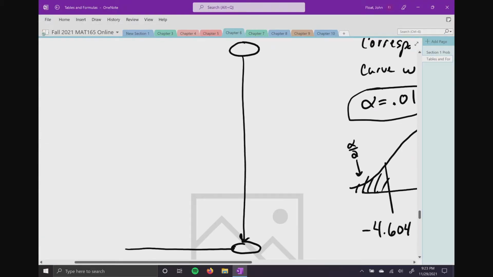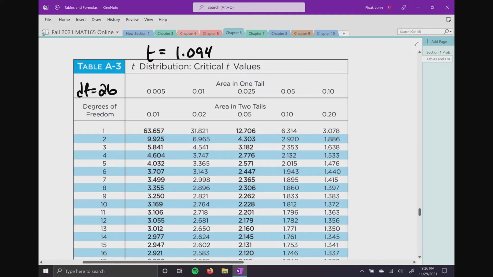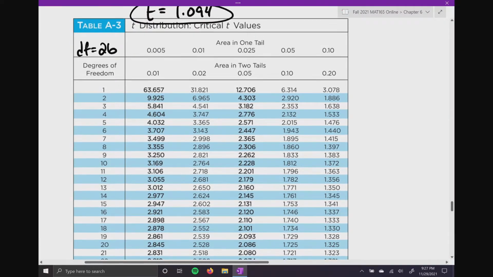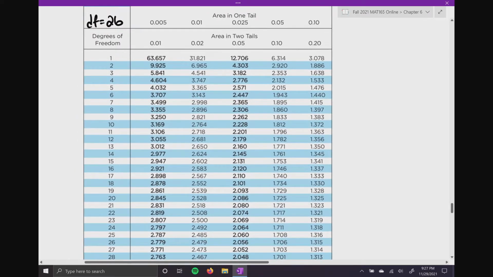Now, I'm going to take that number, and we're going to go back to the t-table. All right, so here's our t-table. Give me a second here. I'm going to erase everything. All right, so I erased everything. Degrees of freedom equals 26. Our test statistic turned out to be 1.094. So what we have to do here is go down to 26 degrees of freedom. I'm going to zoom out just a little bit. So here's our row, which is 26 degrees of freedom.